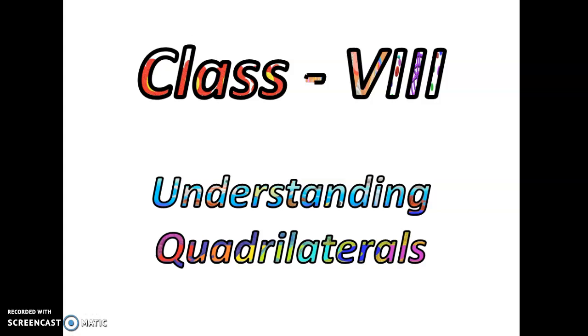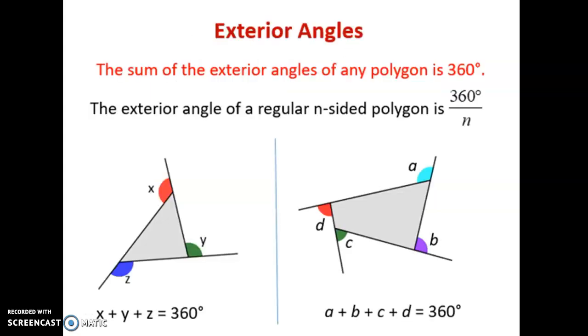Hello students, in the chapter Understanding Quadrilaterals, let's see our next topic, exterior angles. The sum of the exterior angles of any polygon is 360 degrees. So we already learnt what a polygon is. So what is a polygon? Any figure that is made of straight lines is called a polygon.